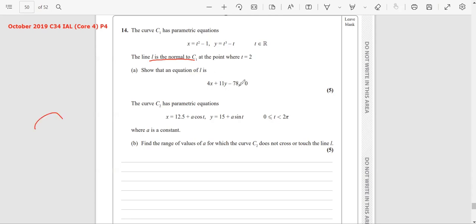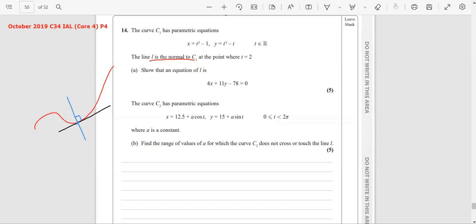So for example, if the curve is like this, we don't know exactly how the curve looks. And here's a tangent at this point. So the normal is the line that's perpendicular to the tangent at this point, exactly at the point where t is equal to 2.